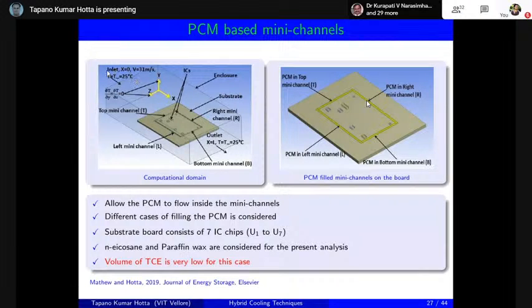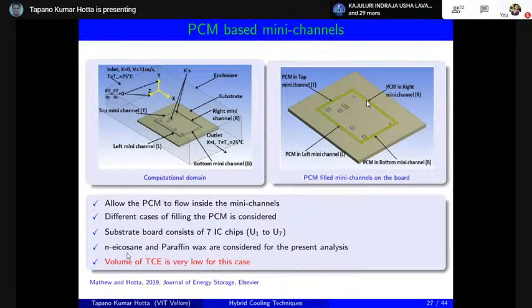And here also the same mixed convection velocity. As I told you, we are not going to disturb the setup. So the same mixed convection velocity we have supplied here, and we have allowed the PCM to flow inside the mini channels. And different cases we have considered. Case 1 will be only left channel filling. Case 2 will be only right channel. Case 3 top. Case 4 bottom. Case 5 combinations. All these combinations we have used. And we have considered both N-icosane and paraffin wax.